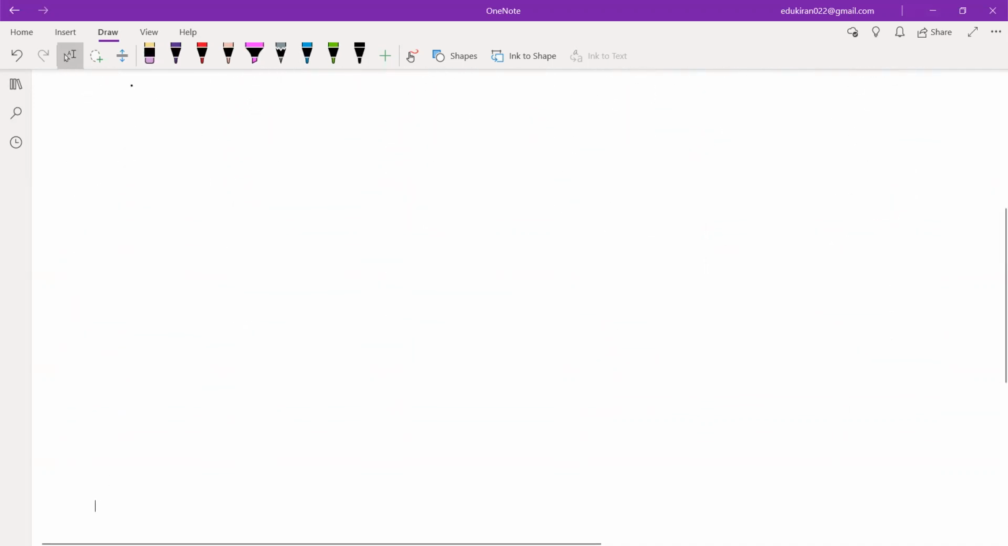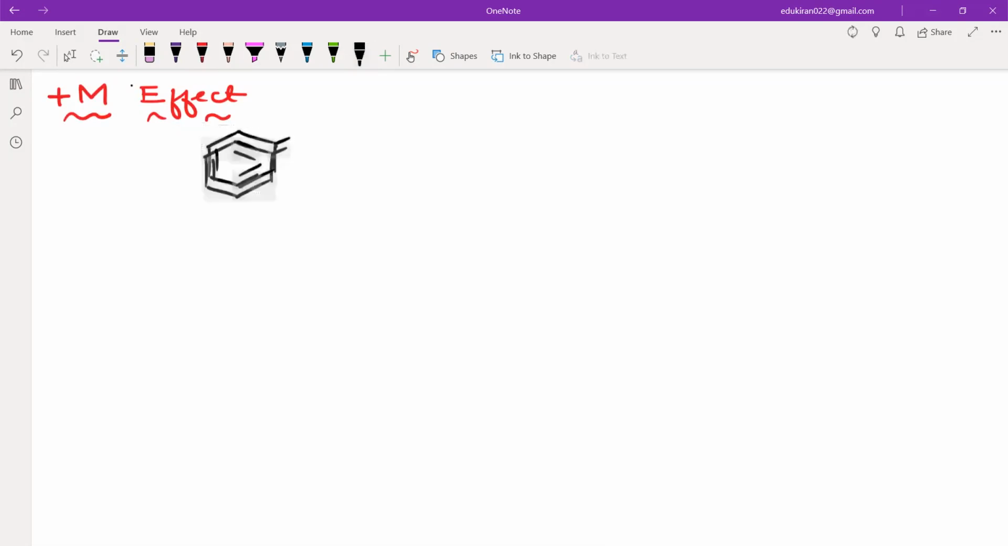Now let me show you what happens if we have a plus M group and what happens if we have a minus M group. So we can write here the plus M effect. Now to showcase this, I will be using the OH group.